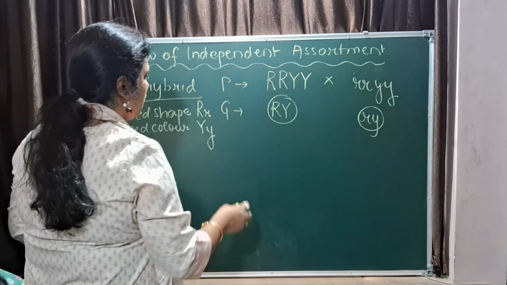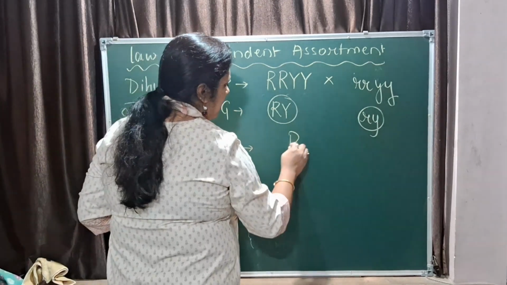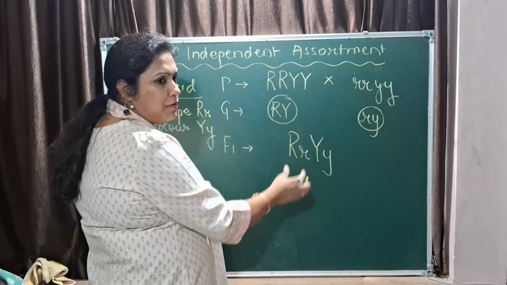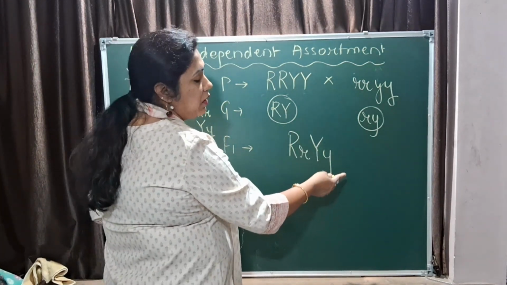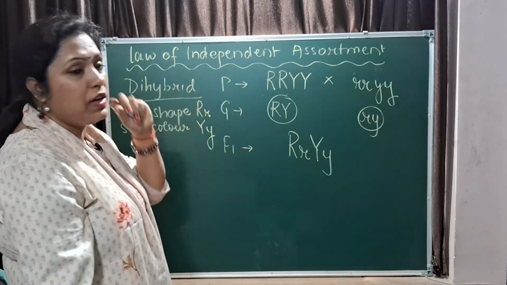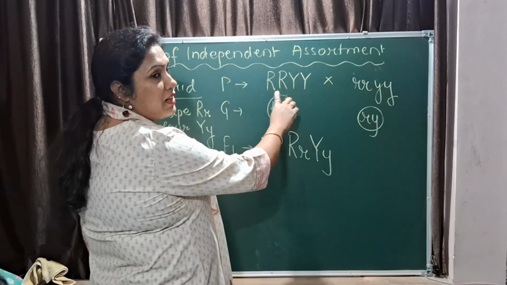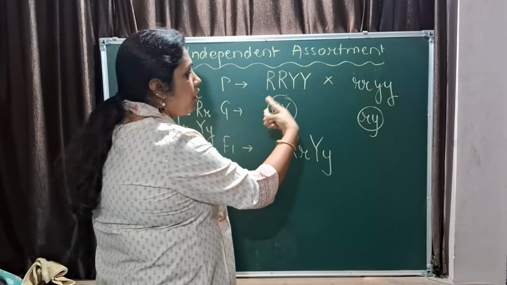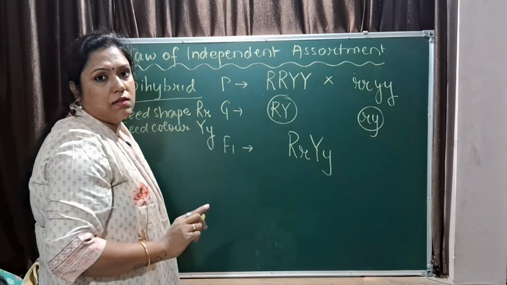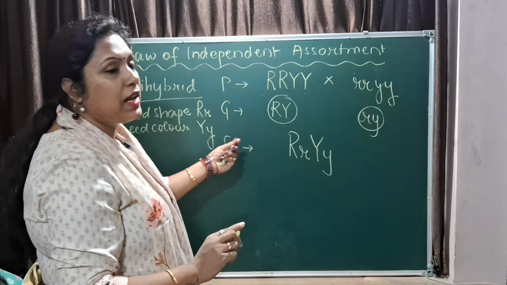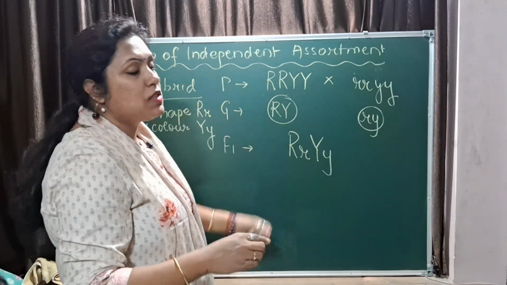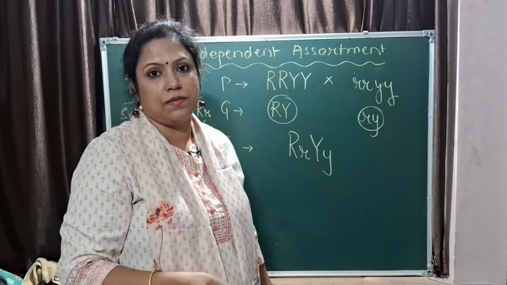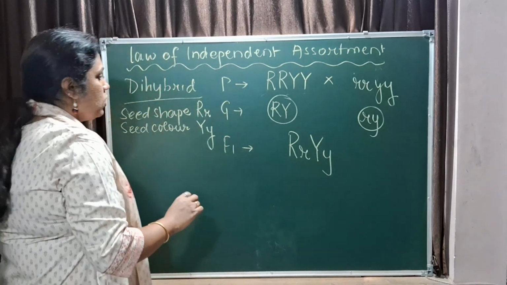No other possibilities. So now F1 formed in this case is capital R small r, capital Y small y. Remember, the same alphabets, the capital letter written first, small letter written later, and the same rule has to be followed for the next. According to the law of independent assortment, the contrasting characters, the seed shape and the seed color, will go into the gametes independent of each other. So the contrasting characters pass into the offspring without any influence of the other contrasting characters. That is the law of independent assortment. So this one is F1.